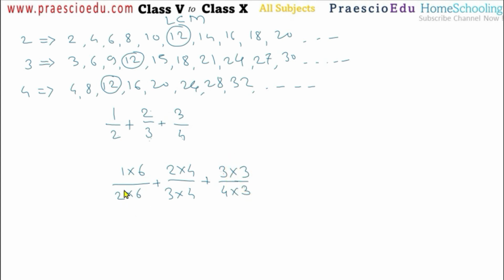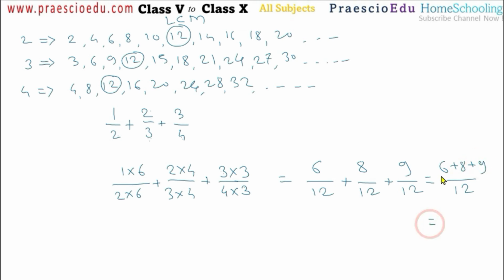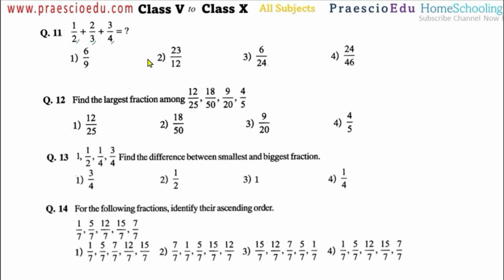So 6 multiplied by 1 is 6. Now this is 6 divided by 12 plus 2 fours are 8 by 12 plus 3 threes are 9 by 12. Now the denominators are the same, so we will keep the denominator as it is, only the numerators we have to add. So 6 plus 8 plus 9: 6 plus 8 is 14, plus 9 is 23 by 12. So 23 by 12 is given in option number 2. So this is the correct one.